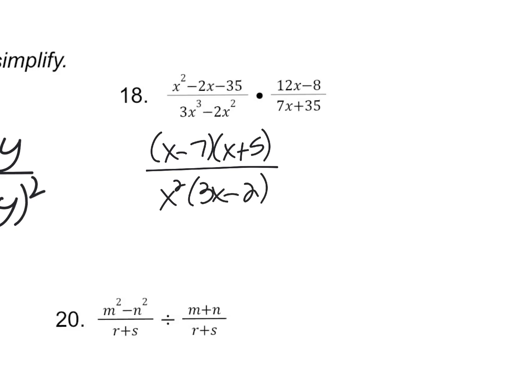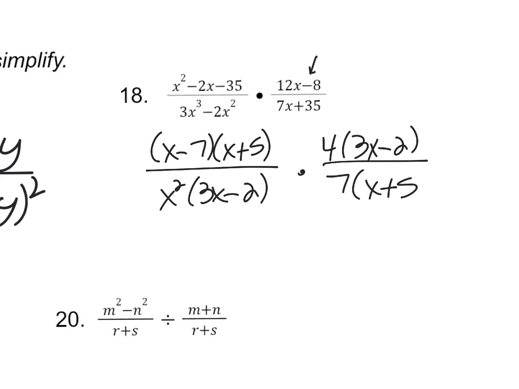That's the first fraction. Second fraction, again, GCF. I always start with GCF. I'm going to pull out a 4. That leaves 3x minus 2. And on my denominator, I'm pulling out a 7, which leaves an x plus 5.